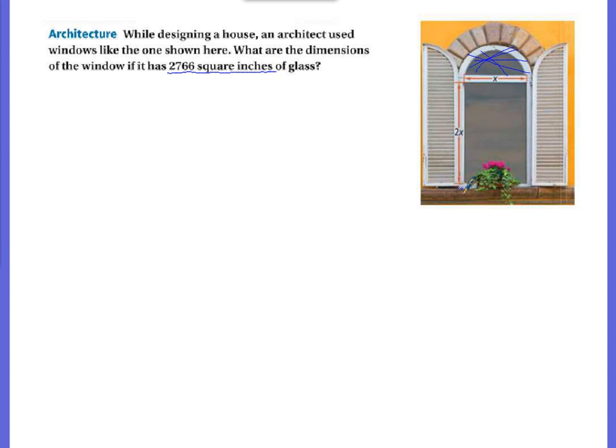So we have the height, which is 2x. So the area equals base times height, or length times width, or however you want to write that down. So the area that we have is given to us as 2,766 equals the base times the height. Well, the base is x, and the height is 2x. So that becomes 2766 equals 2x squared. And I want to solve for x.